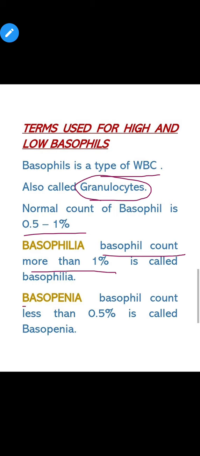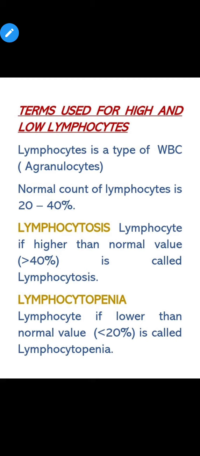Next term is basopenia. Basopenia means basophil count is less than 0.5%. So a low basophil level is called basopenia, and it can be caused by infection, severe allergies, or an overactive thyroid gland. Terms used for high and low lymphocytes.